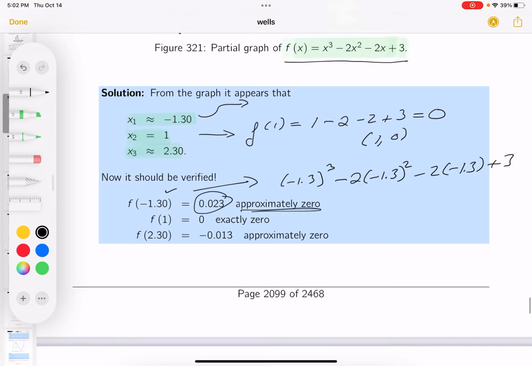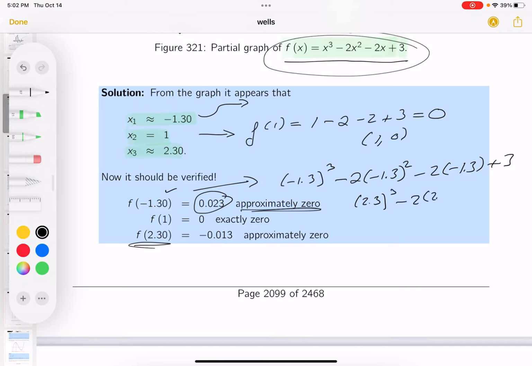It's not the 0. If you did 2.3, what am I saying over there? That would be 2.3 cubed. Again, I'm plugging into the function. Minus 2 times 2.3 squared minus 2 times 2.3 plus 3. You would get this number over here. Again, it's approximately 0. They're not the zeros, though. I wouldn't claim that for a moment.